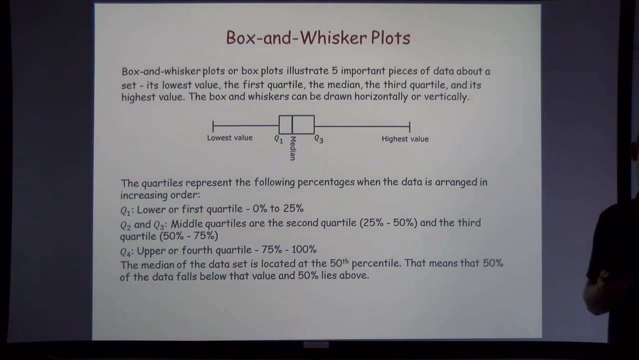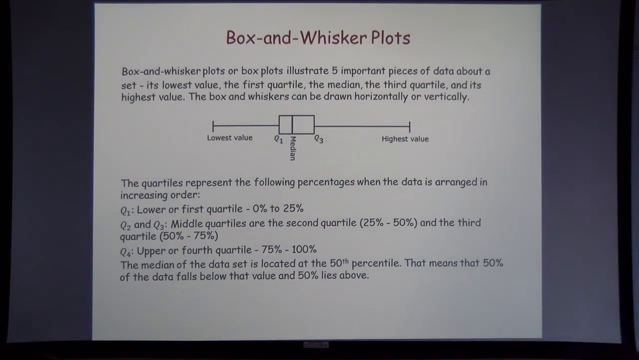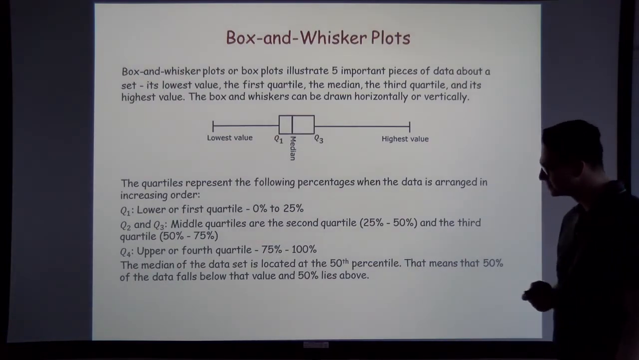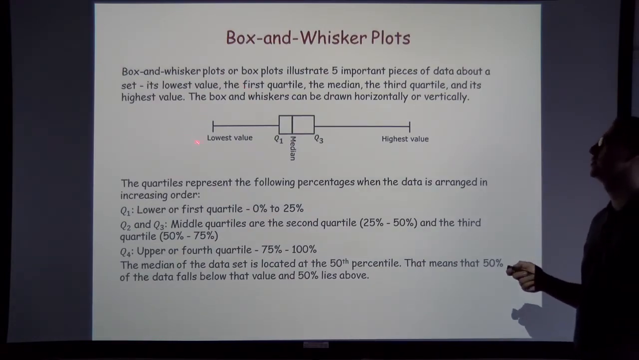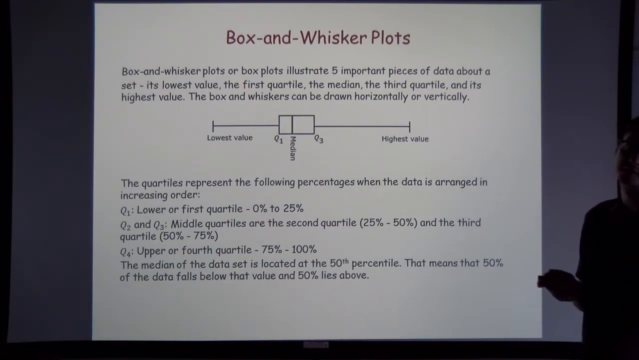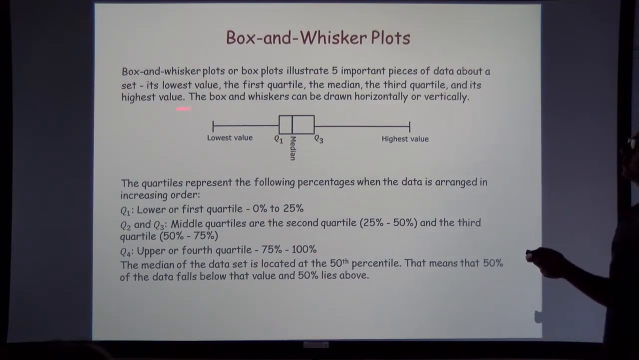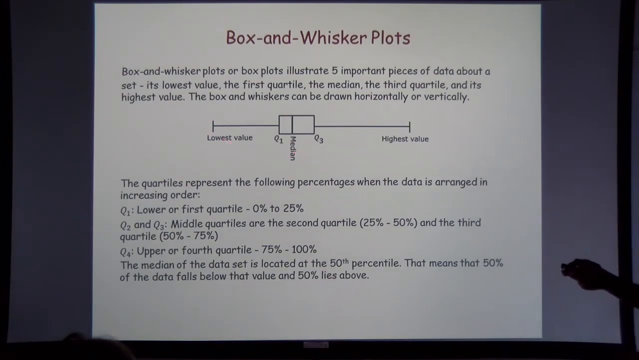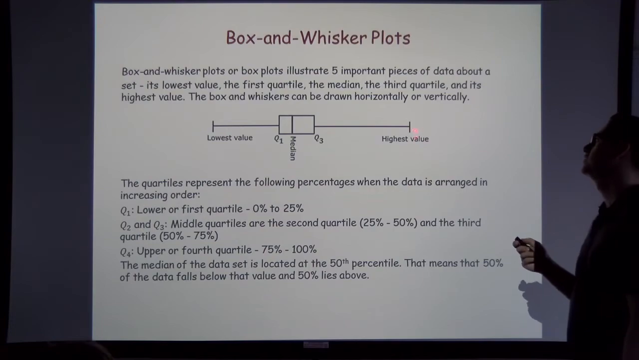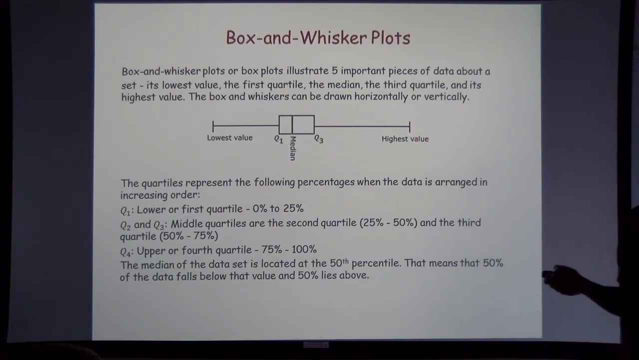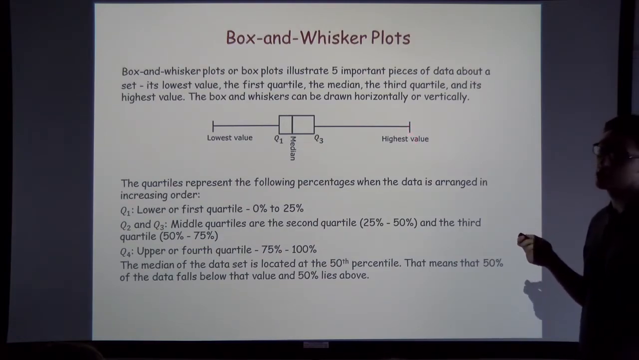Box and whisker plots. There are a couple of key points that we have to know about box and whisker plots. There are 5 pieces. The first piece is your lowest value, which is your minimum. When you're given your list of data, the smallest value is your minimum, which is marked all the way to the left of your number line. The second is your highest value, or your maximum. The largest number that you're given is marked all the way to the right on your number line.